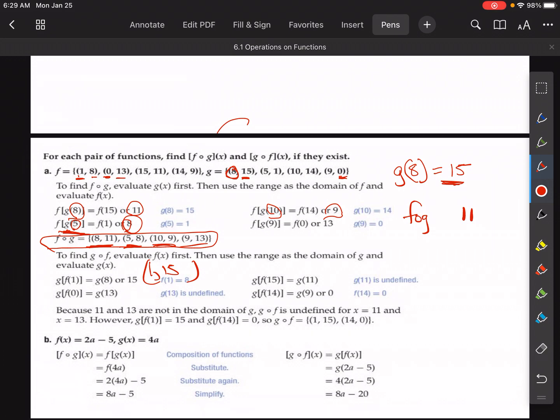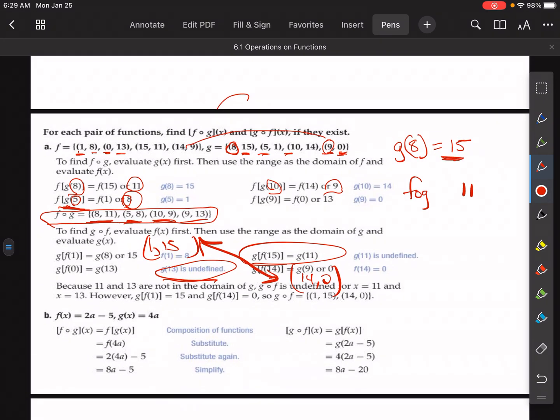But look at this, there's no 13 in my x values of the g function, so that one is undefined. Notice they say undefined. If I plug a 15 in and I get 11 out, there's no 11 in my x's, so that's also undefined. But if I plug a 14 in, I get a 9 out, and then boom, there's a 9, which is 0. So 14, 0 works. So g of f only has these 2 points because the other 2 are undefined. I just wanted to show you that one.